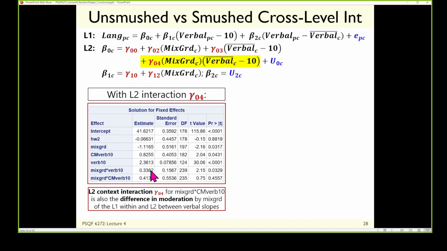And if I wanted to know how the between verbal effect varied by mixed grade, can I figure that out from this model, even though none of these is between effects? Yeah, you add them up. Add these two up. That gets you to your between interaction.